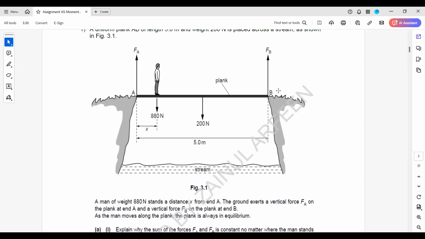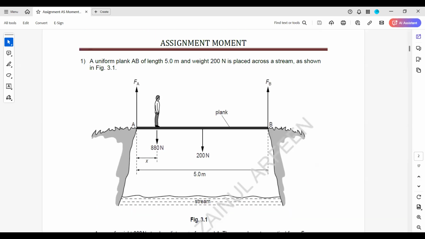Like the man is standing at a distance x, but if we move forward, the total will not change. So what is the reason why the total does not change even if the man moves anywhere on the plank? So the main reason, yeah, that's right, because there is no resultant as it is in equilibrium.